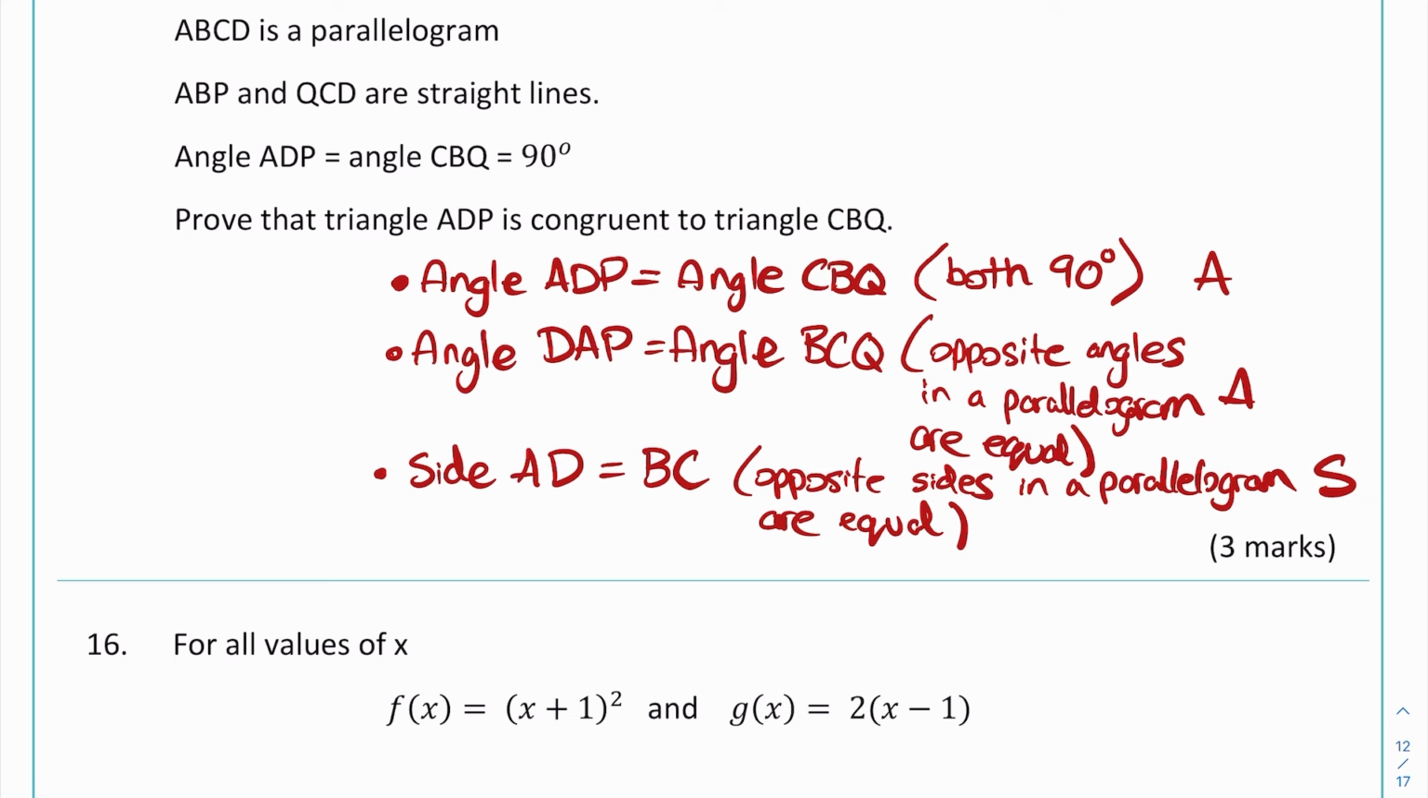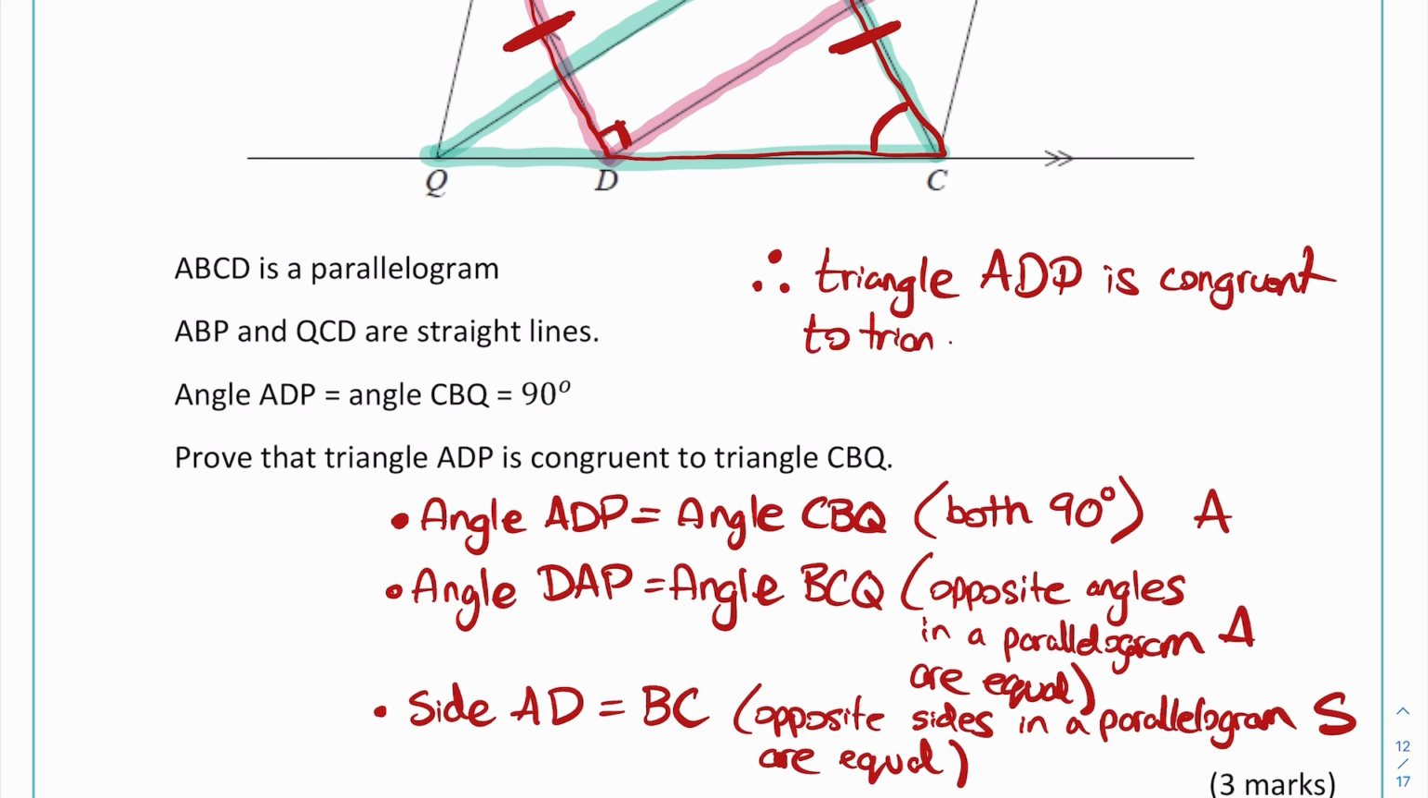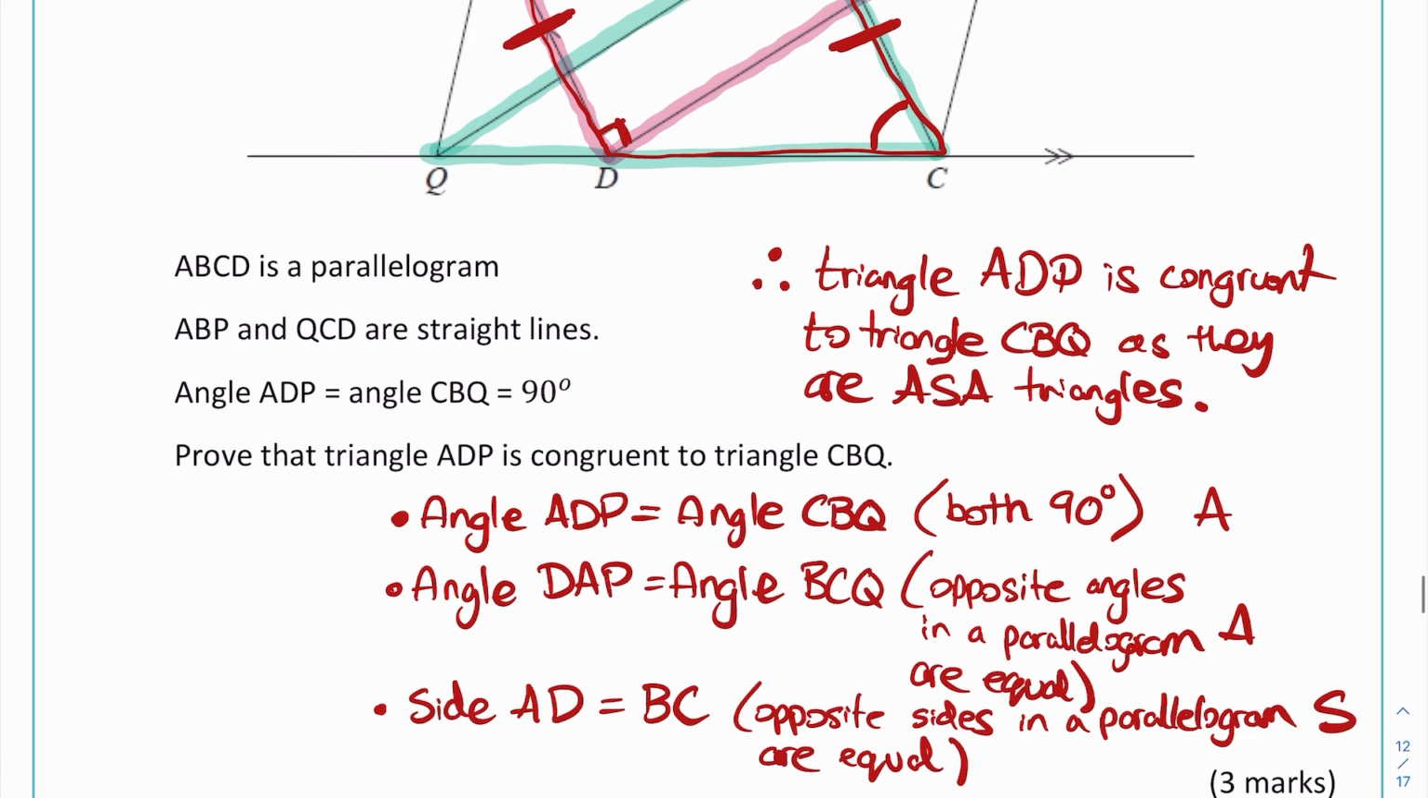So to finish this off, I'm going to write it above, I'm going to write a conclusion, so I'm going to say therefore, and let's just mention what it asked. It said, therefore, triangle ADP is congruent to triangle CBQ, as they are ASA triangles. There we go, and there is your congruency proof and your conclusion at the end.